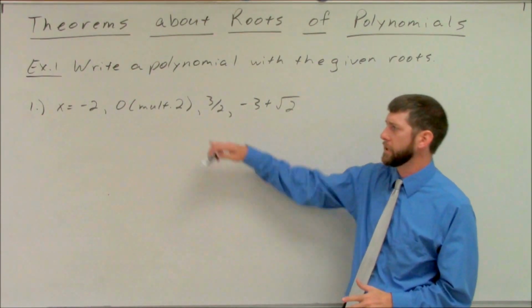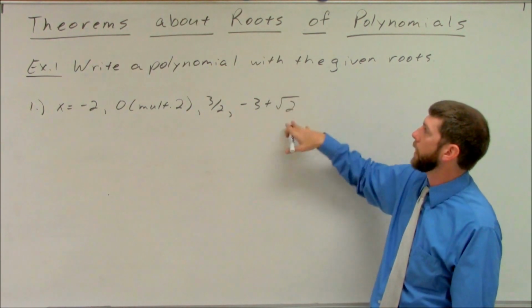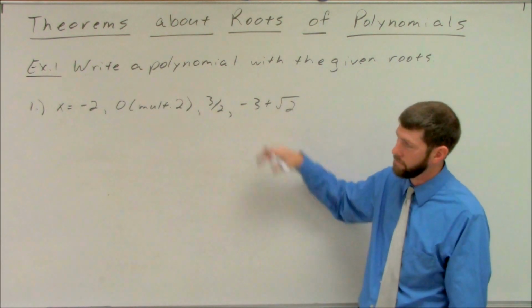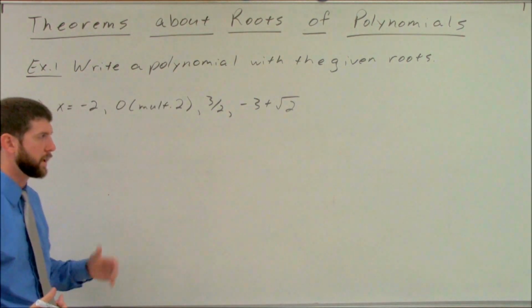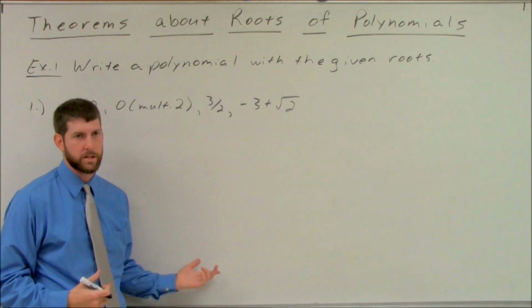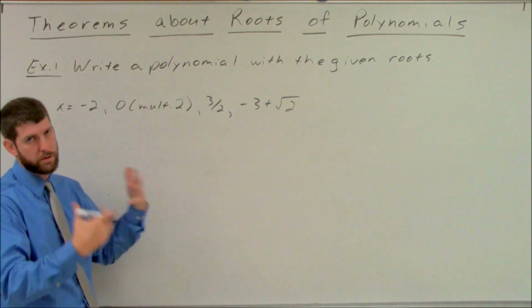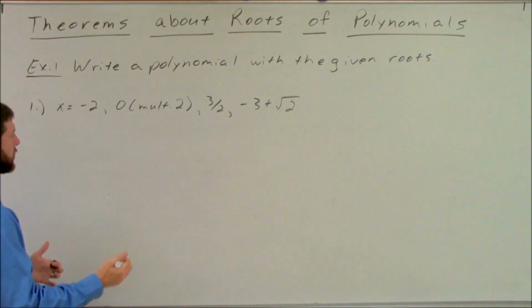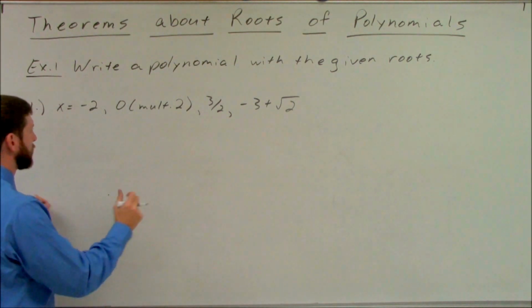So guys, here we have an example. I want you to take these roots and write a polynomial that would have had these roots. So let's think of how we get roots. Well, we get roots by setting factors equal to 0. So it's kind of just working this whole process backwards. If I get roots by setting factors equal to 0 and solving, we know that each of these is the solution to a small equation.